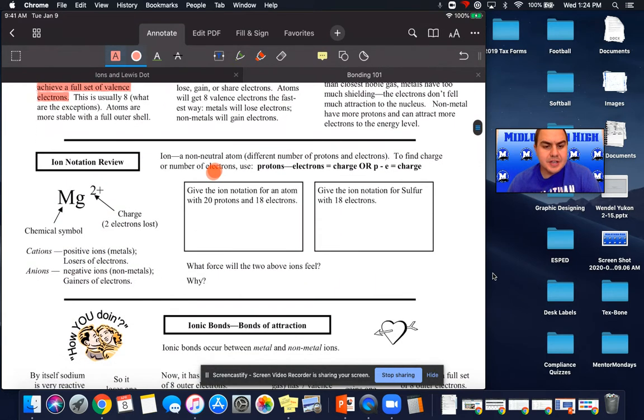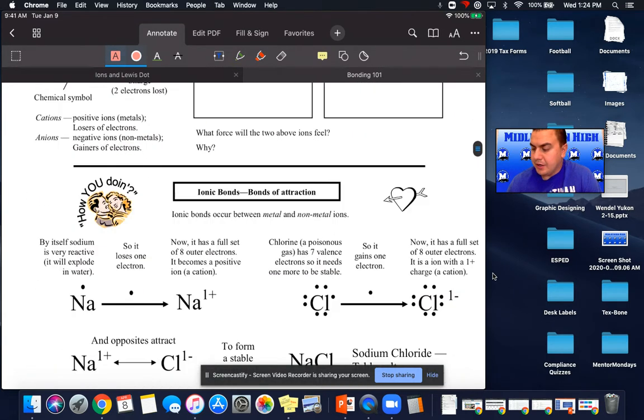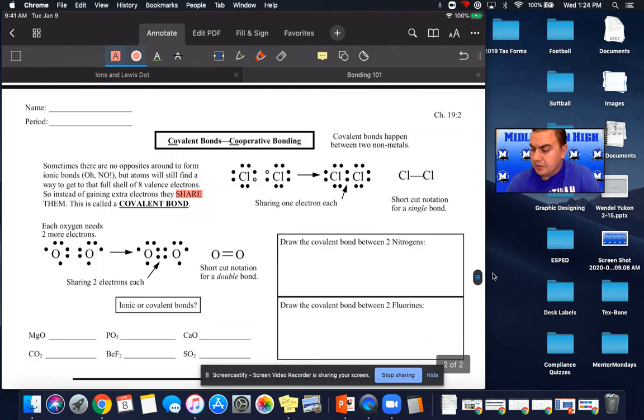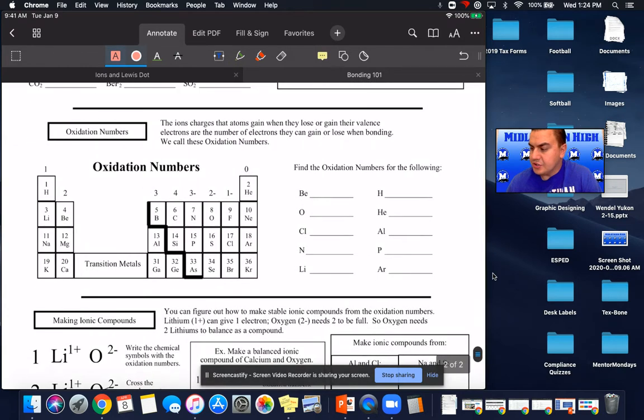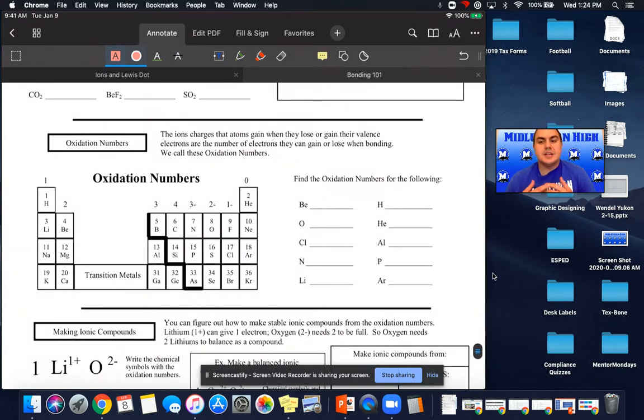We'll come back to ion notation. Before we do that, I got to talk about another thing real quick, and that is oxidation numbers. Oxidation numbers tell you the charge that these elements would have when they start losing electrons. It should look familiar to what you've seen before. We talked about having 1 valence electron, 2 valence electrons, 3, all that stuff.